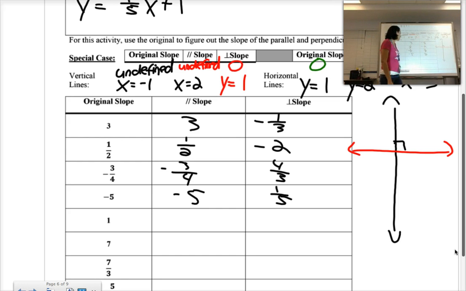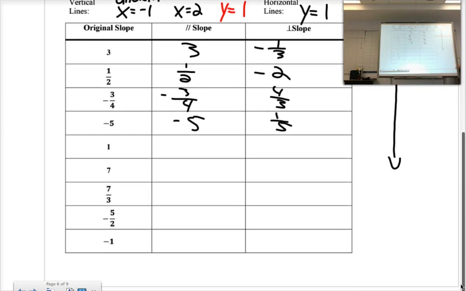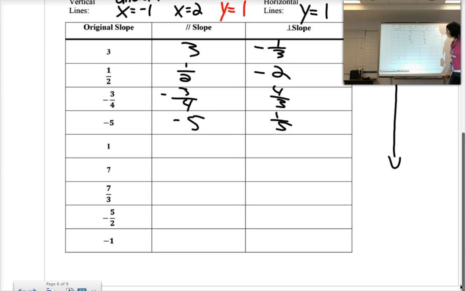You can go sit here and go through the rest of these, just writing the slope, parallel and perpendicular. Let's look at one real quick. So parallel would be 1. Well, the opposite reciprocal of 1 is -1 over 1, which ends up just being -1. And then the opposite down here, so it would be -1, and this would be 1. And you could do the rest on your own.